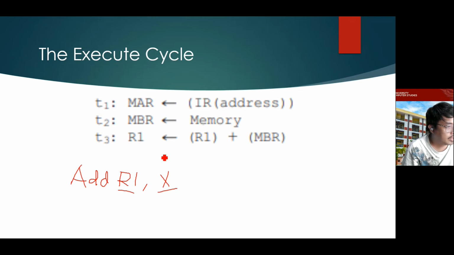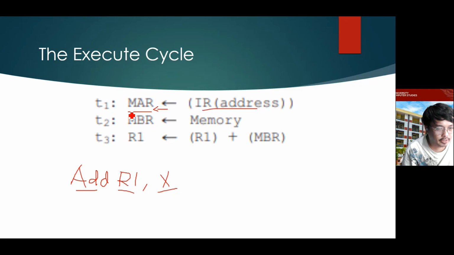And this is the sequence of the operations, the micro operations. From the IR, from the address, it will go to the MAR. Then from the memory, it will get the instruction. From the IR again, from the next address, next instruction, that will get the add instruction to the MAR.